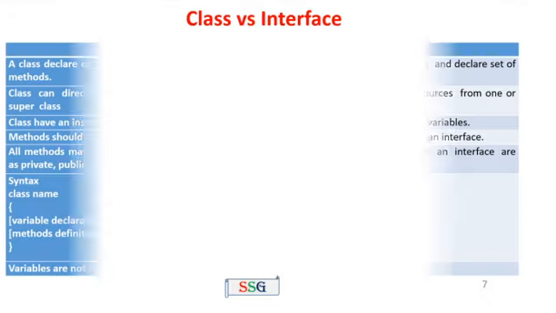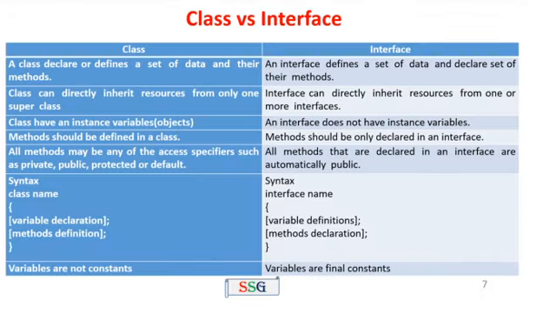The next one, classes versus interfaces. What's the difference between a class and an interface? A class declares or defines a set of data and their methods. That means a class declares or defines the data and methods, but an interface defines a set of data and declares the set of their methods. That means variables are defined, methods are declared only. Second one, a class can directly inherit the resources from only one superclass, but an interface can directly inherit the resources from one or more interfaces.